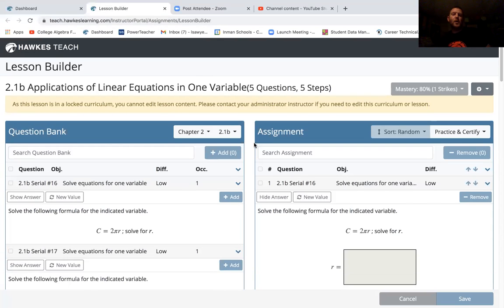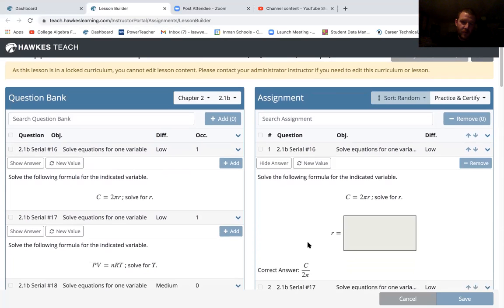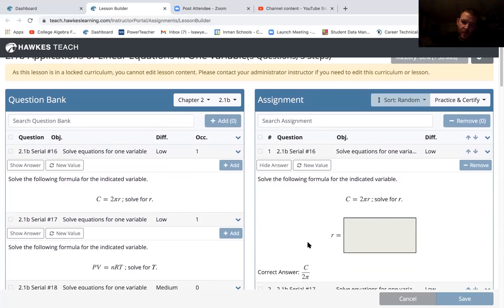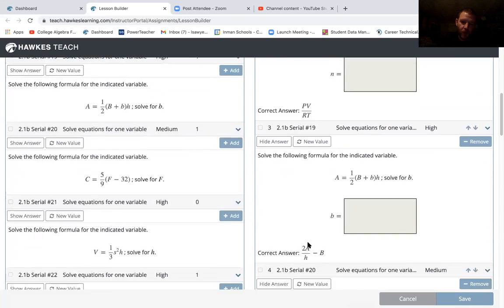All right, we're going to go through 2.1B now. 2.1A, basically one variable. Okay, so 2.1B is very similar. Applications of linear equations in one variable. This one, a lot less problems. There's only 5 questions in here, which means 80%. You only have to get 4 correct.